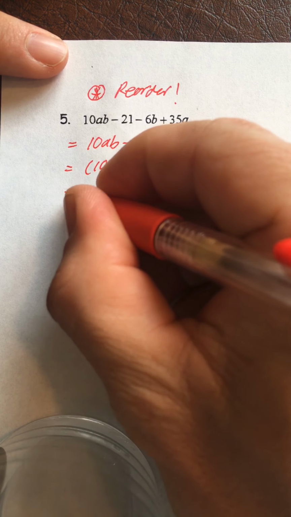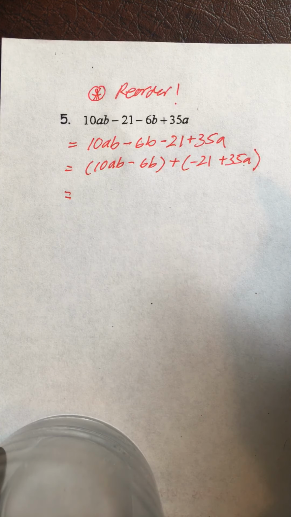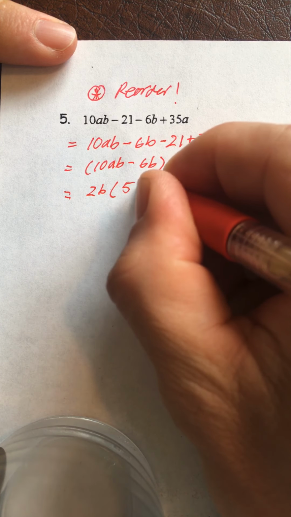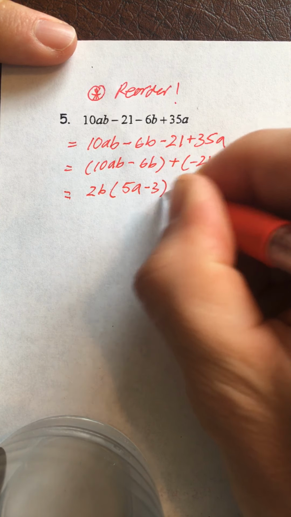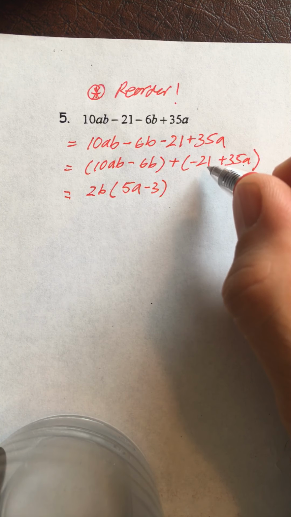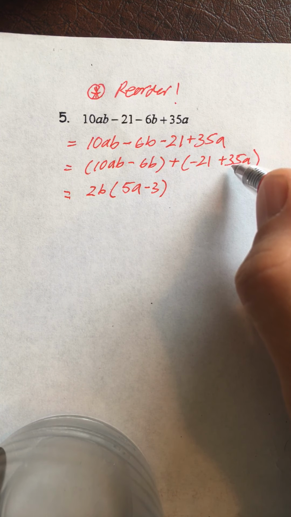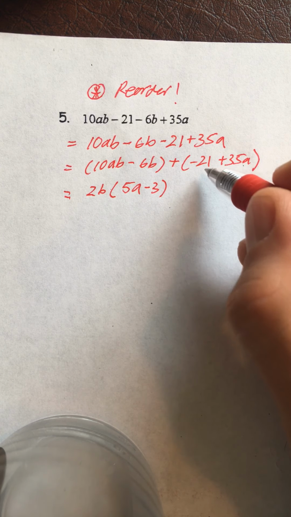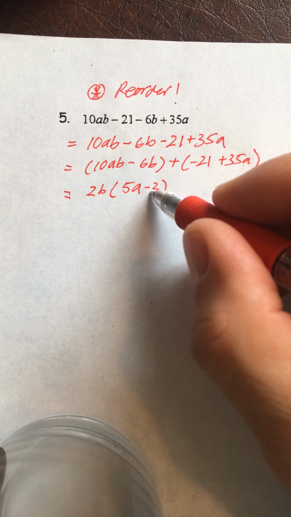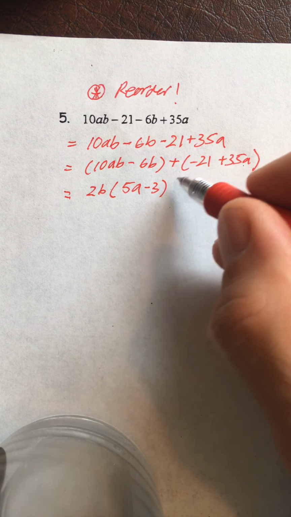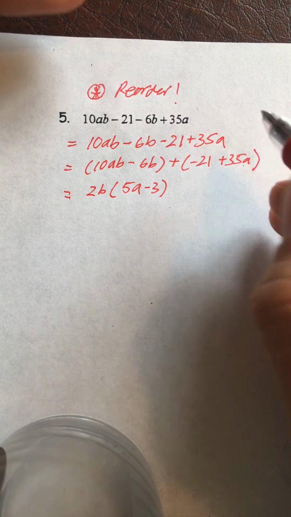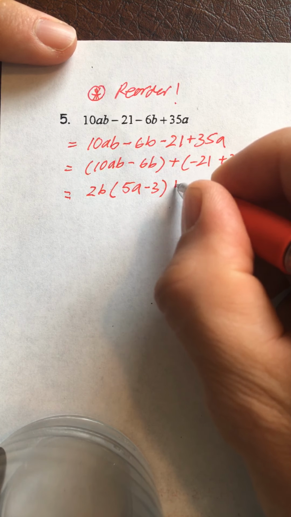So if I look at my first two, my GCF looks like it's going to be 2b. I'm going to take out 2b. I get 5a minus 3. And then my GCF in my next two, okay, I could take out a negative 7. But it looks like here I want a negative 3. And if I take out a negative 7, that's going to make it a positive 3. So I'm just going to take out a 7 here.